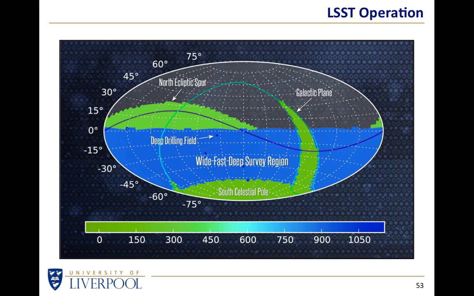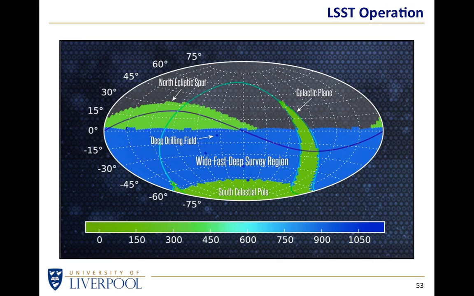Of course, there will be some objects that are moving out of the ecliptic and they will be missed from time to time. But you can see here the color coding is how many times it will visit that chunk of sky. It's going to try and cover the whole sky every 3 nights and keep going and keep going and keep going over 10 years, which means some bits of the sky will be visited 1,000 times. So by the time the project has finished, if you want to pick a star, we'll have 1,000 data points for the position and color and brightness of that particular star over the 10-year period.